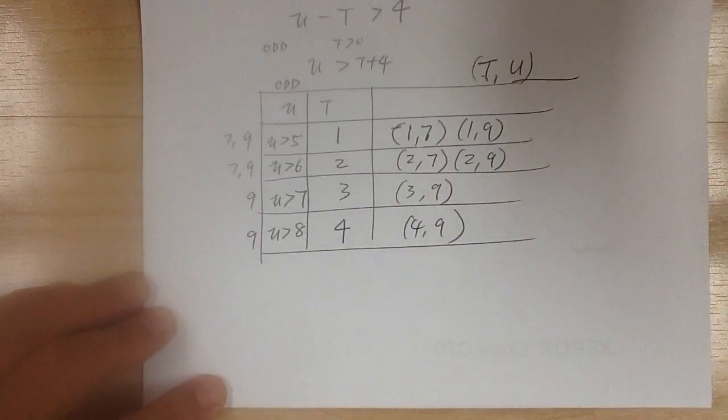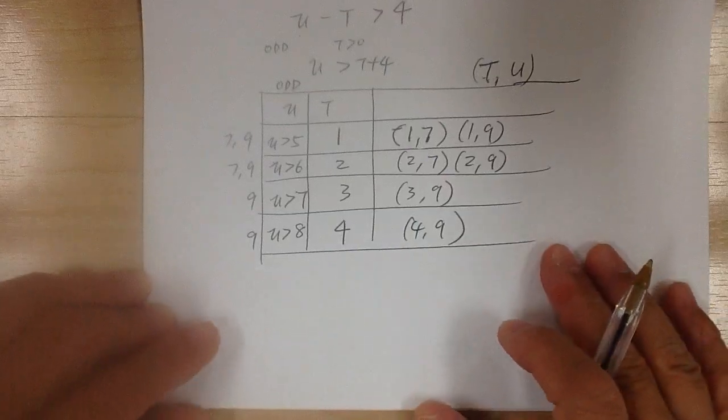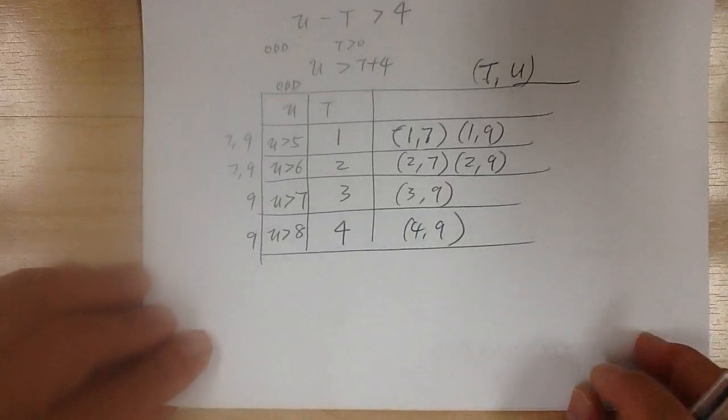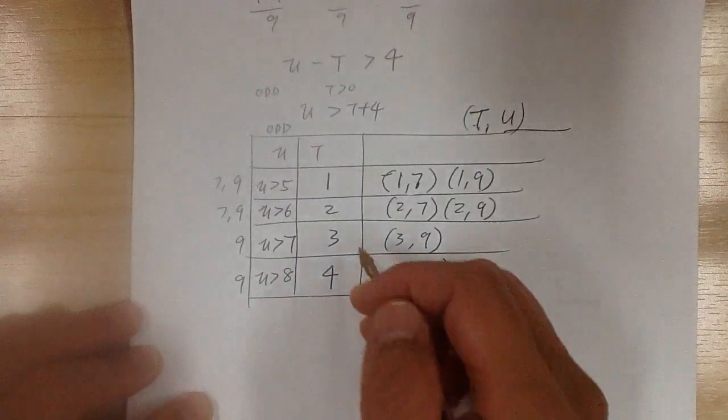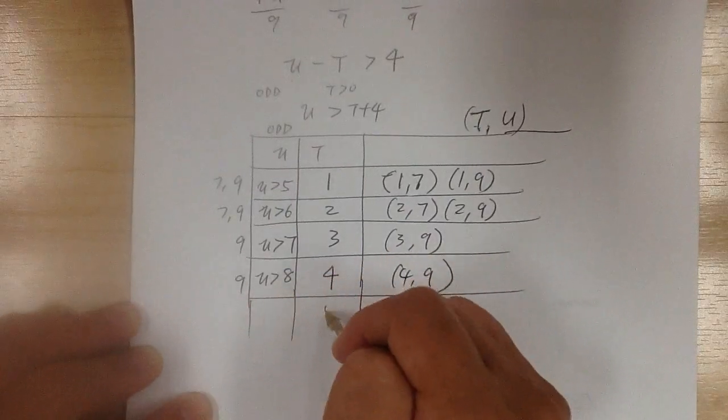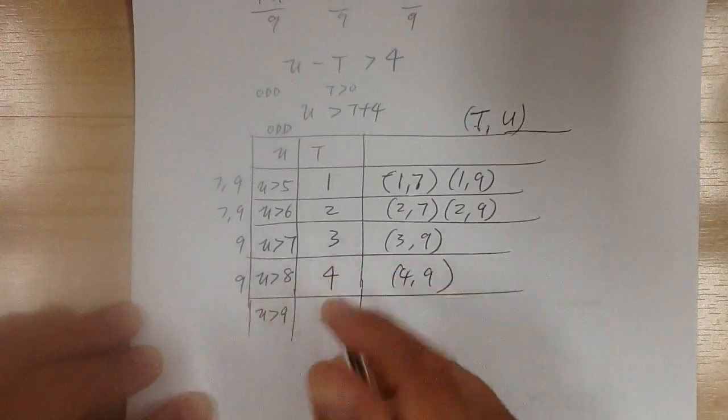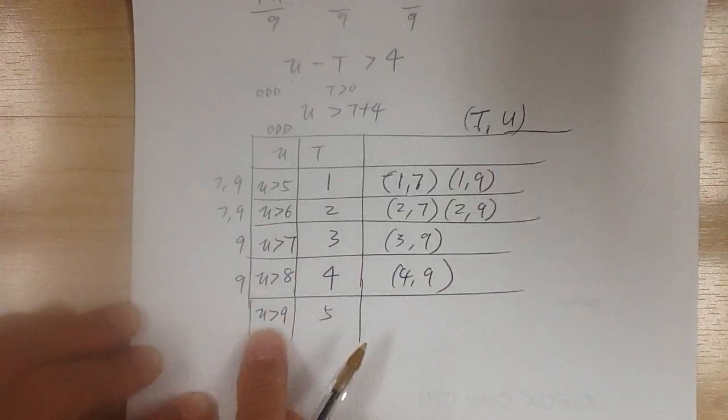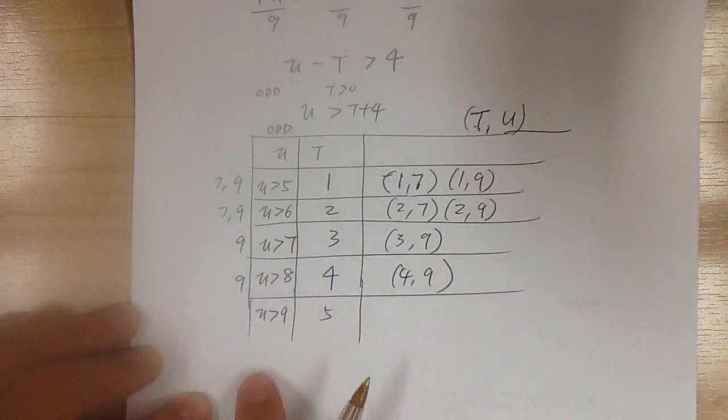So again, this is a little bit more complicated, but you have to break it down and just go through it. And when you get to 5, it's no good already, because u has to be greater than 9, and there's no digit greater than 9. So that's it.